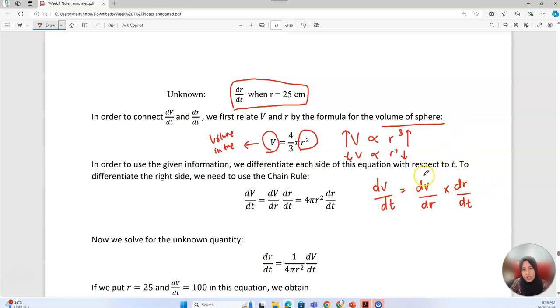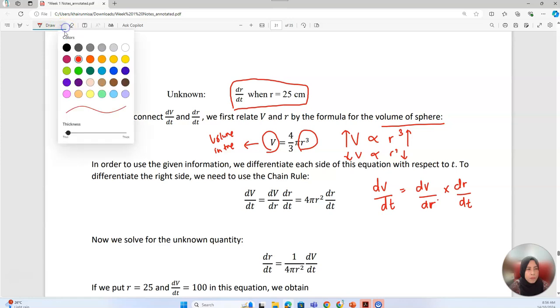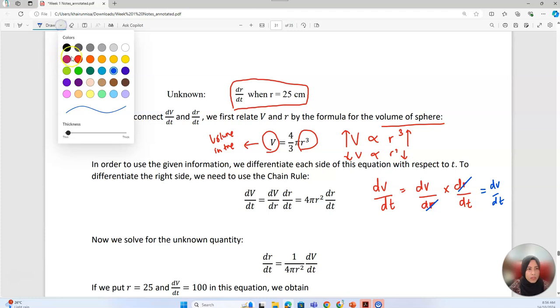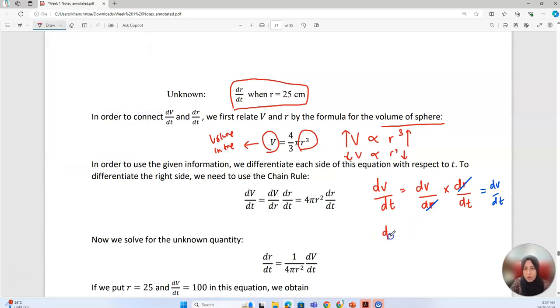So if I do this multiplication, let me change the color of the pen, I can cross out here and here, and I get back dV/dt, correct? So there's no problem in doing that. I rewrote once again the formula as above. So I know what dV/dt is because it's given in the question, and I can find dV/dr because the equation of the volume here is 4/3 pi r cube. So I can find dV/dr here.